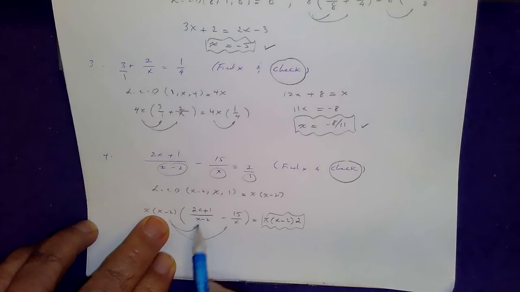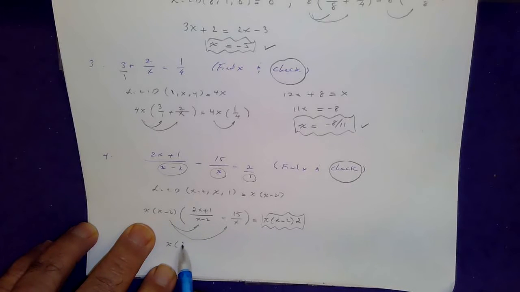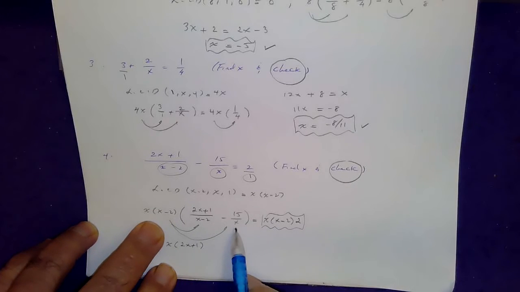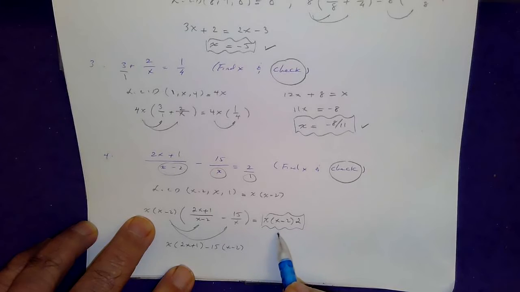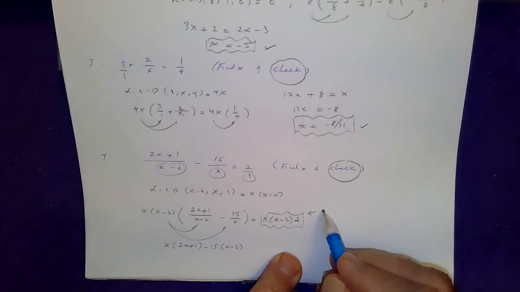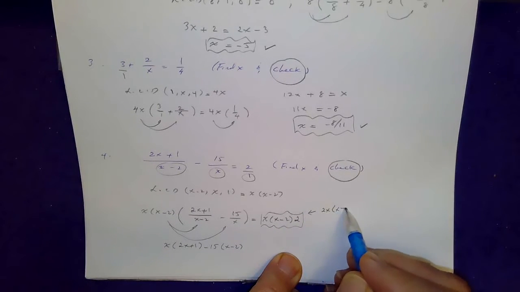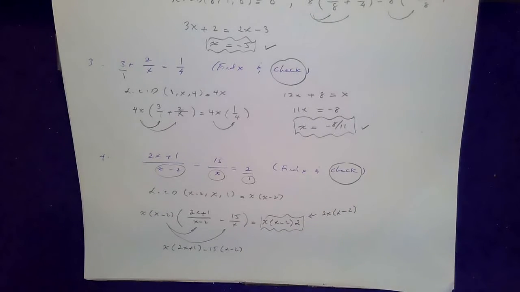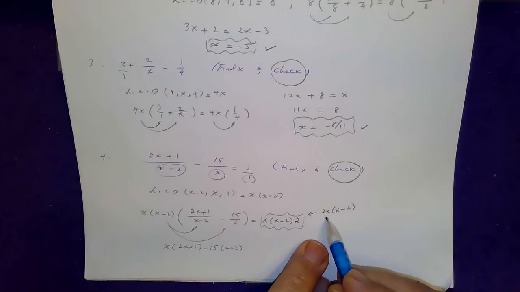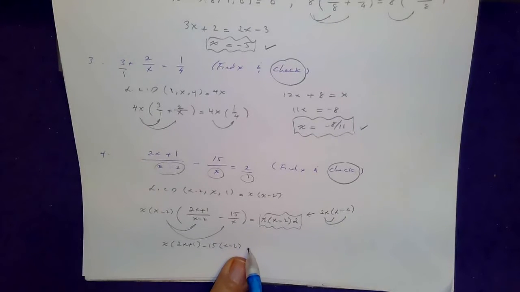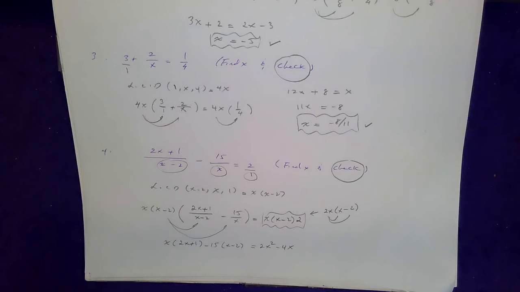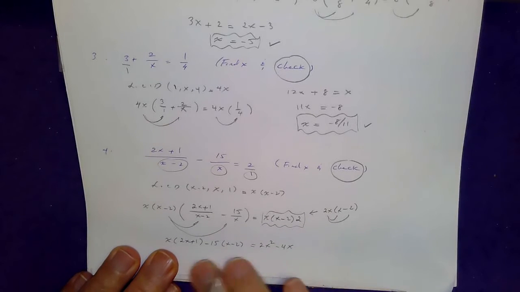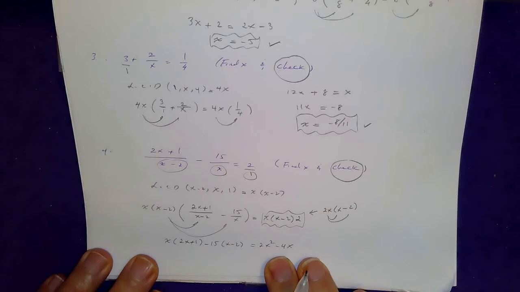Here, the x minus 2's cancel. So you get x times 2x plus 1. Here, the x's cancel, so you get minus 15 times x minus 2. Up here, nothing cancels. But remember, this is the same as 2x times x minus 2. Correct? Distribute the 2x. So what do you end up with? 2x squared minus 4x. So no more fractions, but you still have parentheses you need to remove.